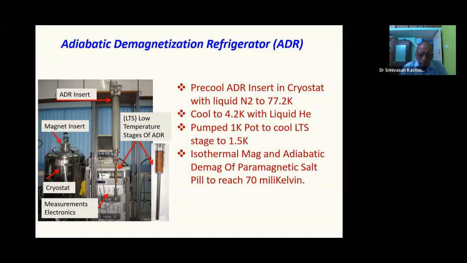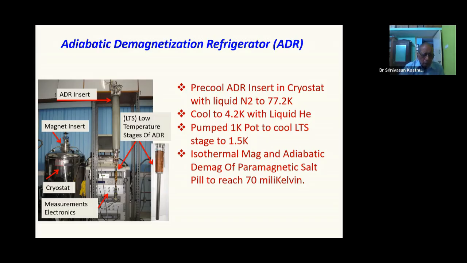Now, for the adiabatic demagnetization refrigerator, the procedure is like this. First, pre-cool the adiabatic demagnetization refrigerator insert in the cryostat with liquid nitrogen, up to 77 Kelvin. Then cool the same thing to 4.2 Kelvin with liquid helium, and pump down the 1K part, and then cool the low temperature stage to 1.5 Kelvin. So you have to bring down the temperature to 1.5 Kelvin. Isothermal magnetization and adiabatic demagnetization of the paramagnetic salt will then reach a temperature of up to 70 millikelvin.